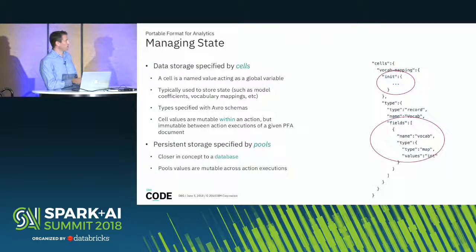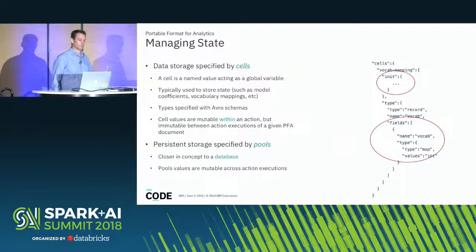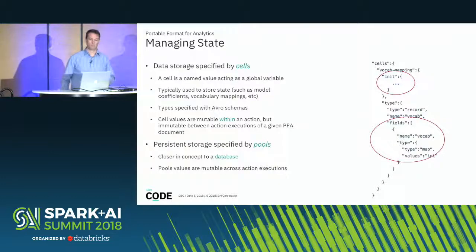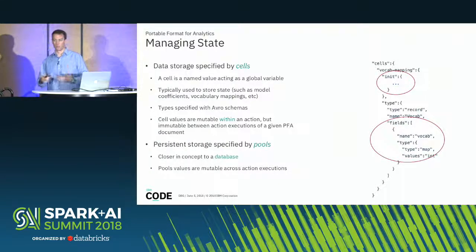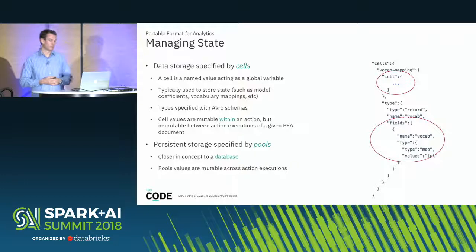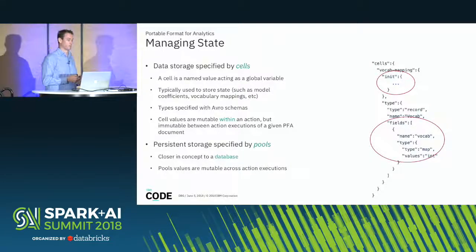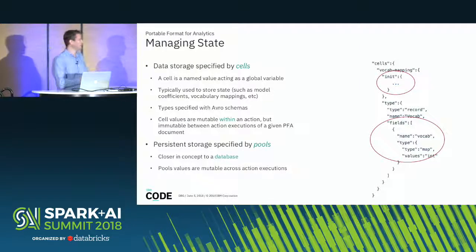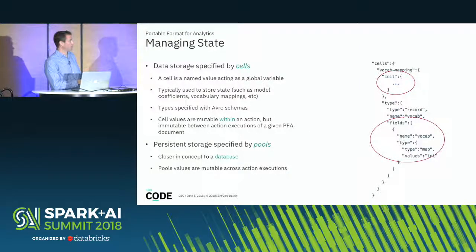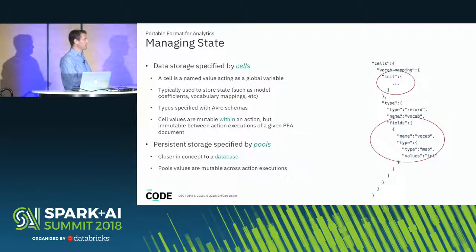What's important here is that cell values are mutable within an action, but they are immutable between executions of that document. So you can update them during the transformation that you're conducting, but each time they're effectively reset. So they're a good fit for this model state. And you can also have globally persistent storage using pools. They're analogous to cells, but they act more like a database entry, and they're mutable across action executions.